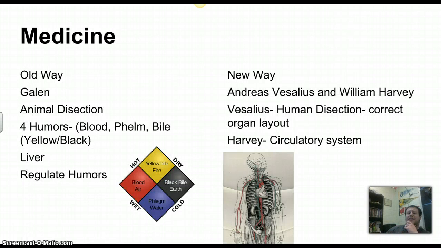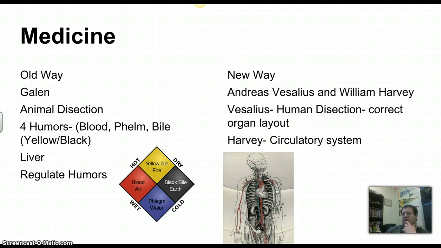The other big change we see is in medicine. The old way of medicine was done by a guy named Galen. Galen was a Greek, and he did all of his study of medicine by dissecting animals. He never dissected a human. That was looked down upon. So he dissected animals, cows, pigs, sheep, whatever they had.